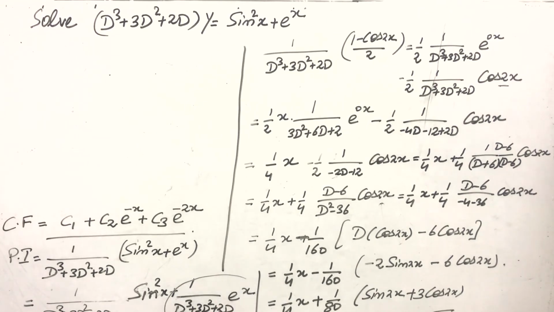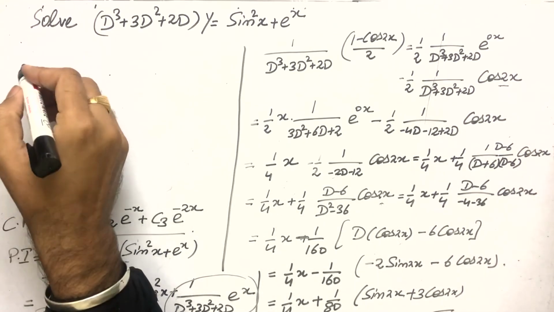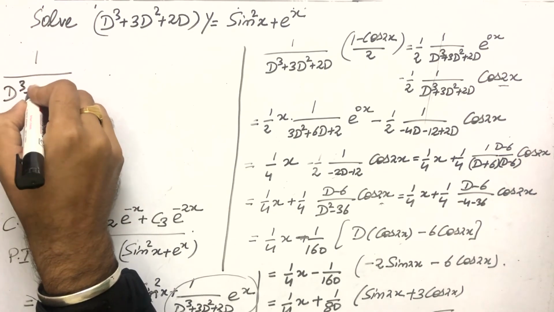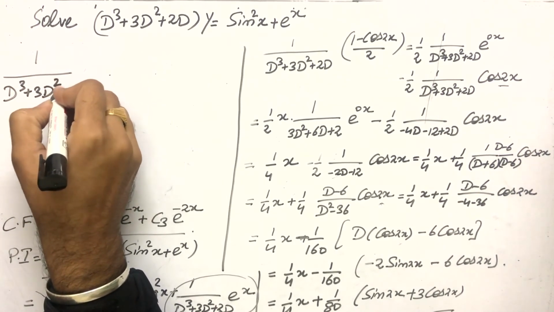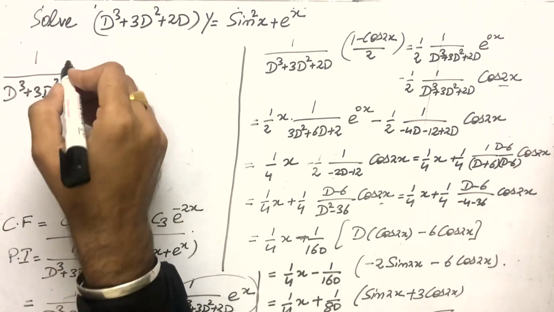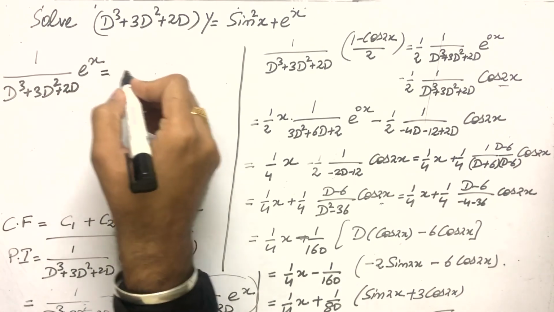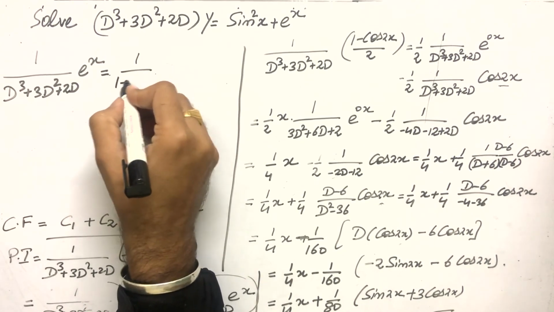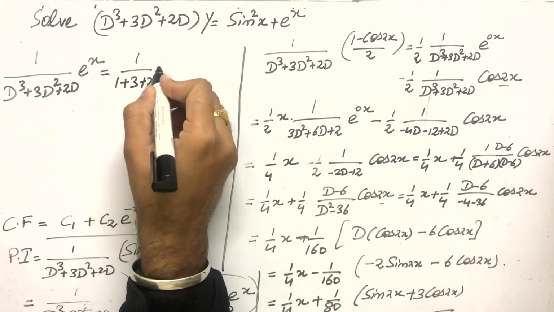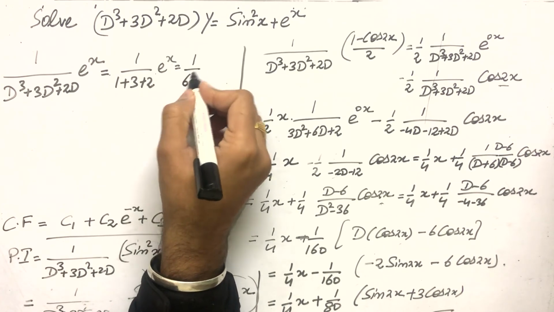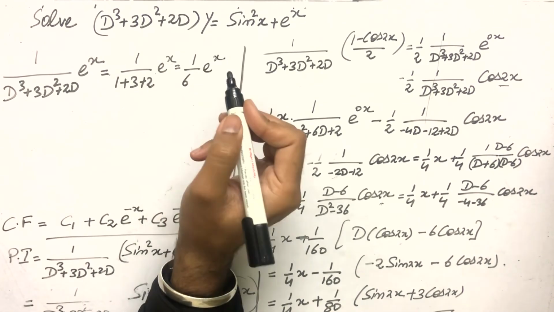Now let us solve this part. So that is, let me write it here, 1 upon (D^3 + 3D^2 + 2D) of e^x. So we have to put D = 1. So that is 1 + 3 + 2, which gives 1/6 e^x.